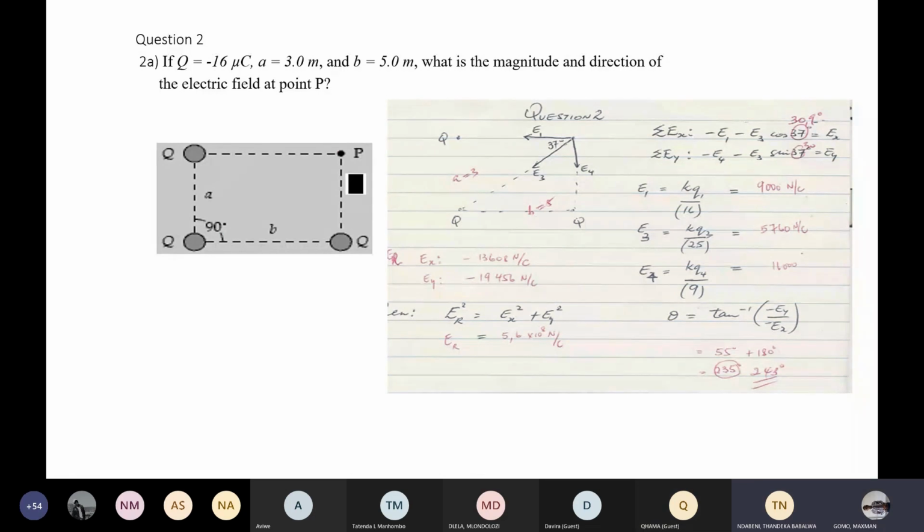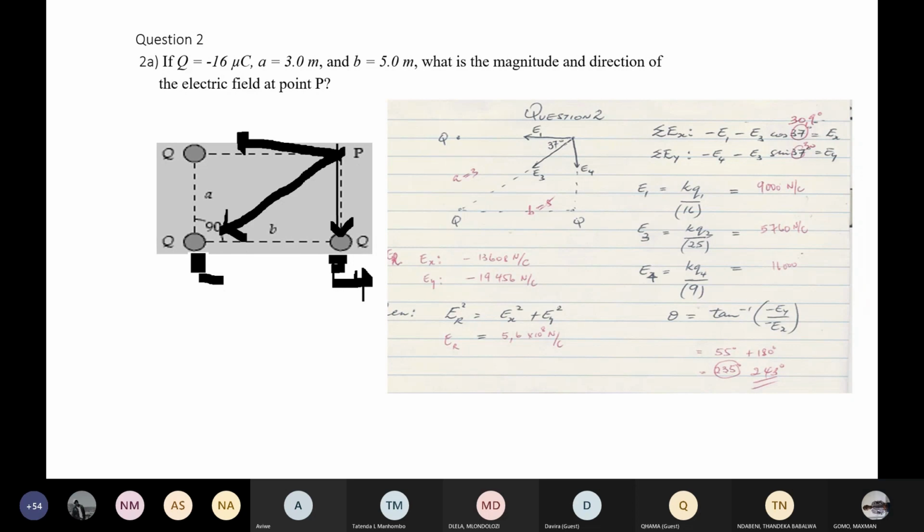What I was saying is that if you look at this point P here, you will see that since all these are negative, the P value is going to be attracted to either side. It's going to be attracted here, it's going to be attracted there, and it's going to be attracted again here, like this. So this is how they were named. This one that is going down was named E4, this one was named E3, and this one was named E1.